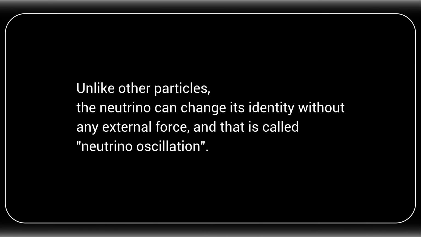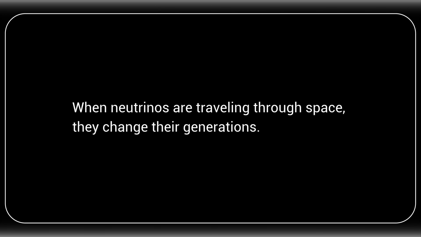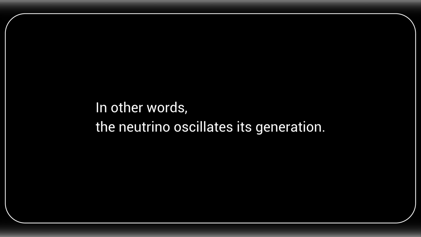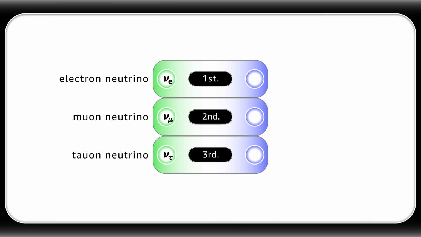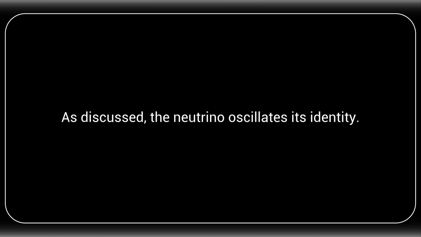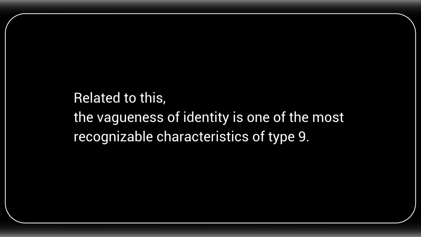Note: Unlike other particles, the neutrino can change its identity without any external force, and that is called neutrino oscillation. When neutrinos are traveling through space, they change their generations. In other words, the neutrino oscillates its generation. The neutrino has 3 generations. They are called the electron neutrino, the muon neutrino, and the tauon neutrino. As discussed, the neutrino oscillates its identity. Related to this, the vagueness of identity is one of the most recognizable characteristics of type 9.